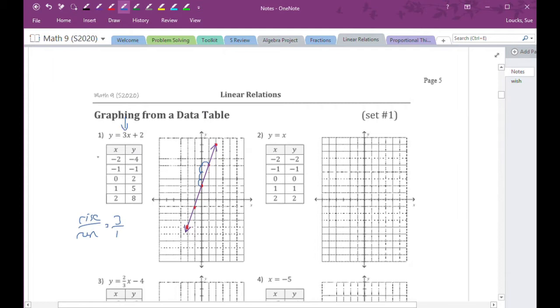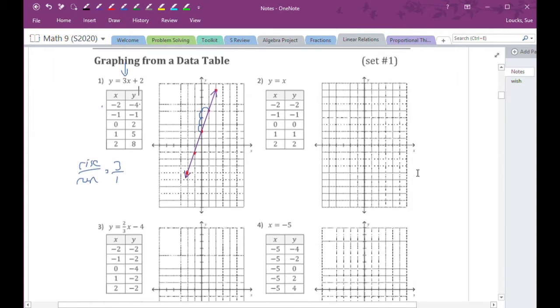Okay, and then these x and y, these are points which satisfy the equation. So any value of x and y for which this equation is true will be on that line. Okay, I'm just going to let you think about that for a minute.